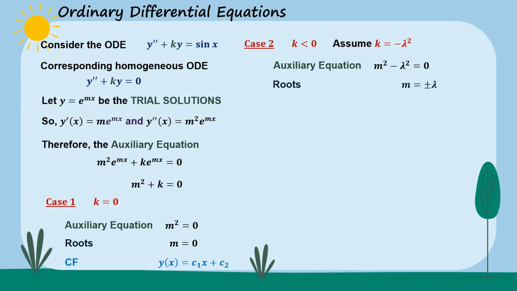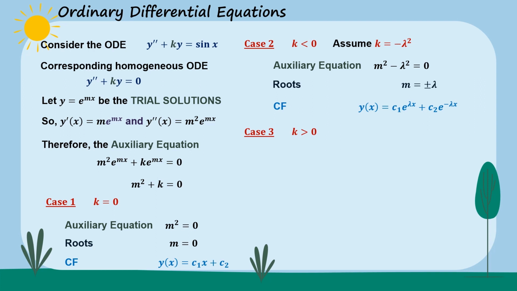By default, it will be plus minus lambda, and these two roots are unequal. So therefore, the complementary function will be c1 e to the power lambda x plus c2 e to the power minus lambda x, where c1, c2 are constants. Okay, that's it. Now, we consider the remaining case, or the third case, that is, k is positive.